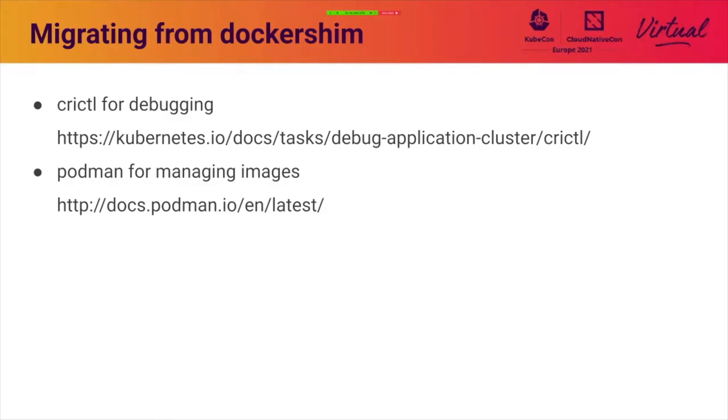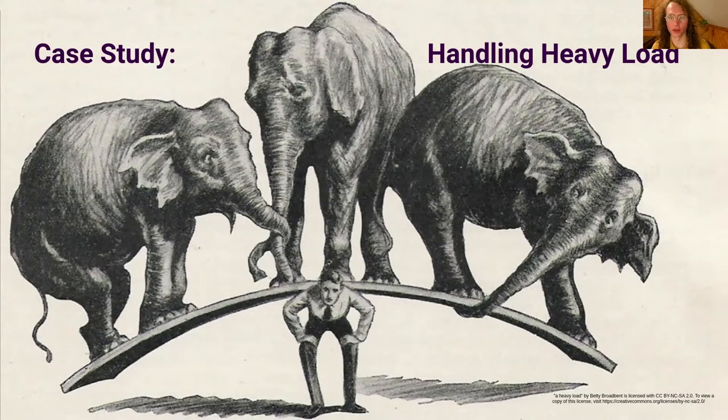Next up, I'm going to go through a case study that we did and describe some improvements we've made with CRI-O and handling heavy load. This will hopefully highlight a way that CRI-O is uniquely capable of tuning its behavior to the needs of the kubelet to improve these kinds of heavy load situations.